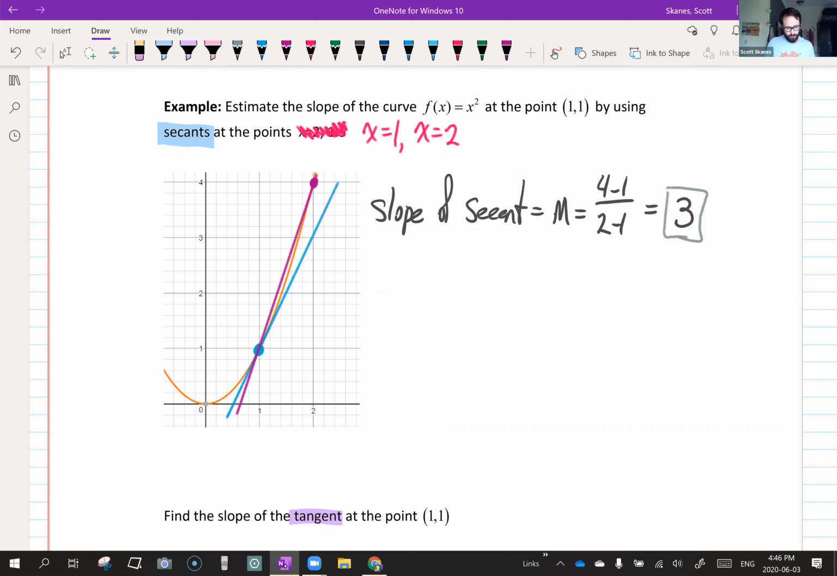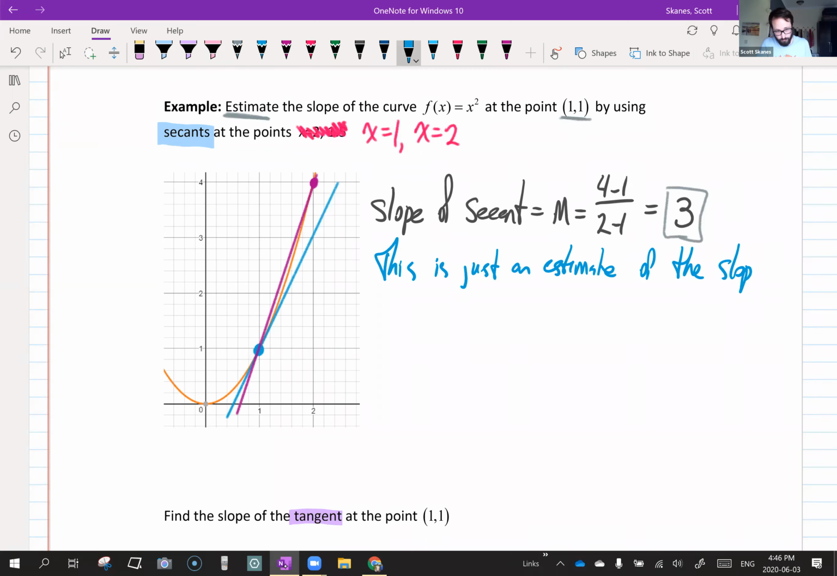Let me show you something, or recap something. It says estimate the slope of the curve at the point 1, 1. That's not the slope of the curve at that point, it's an estimate. So I'm going to say this is just an estimate or a guess of the slope at the point 1, 1.